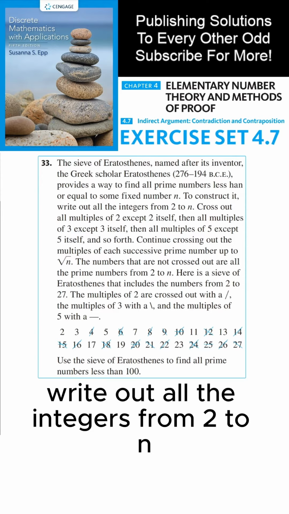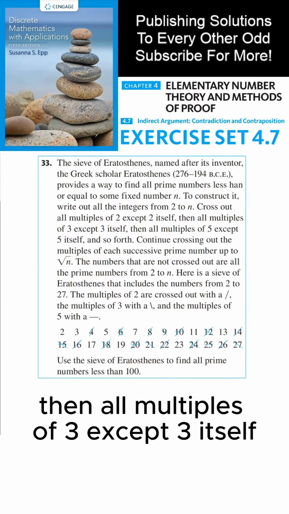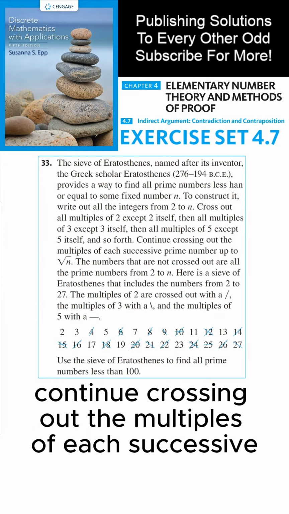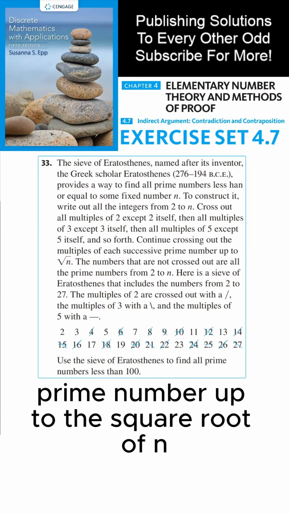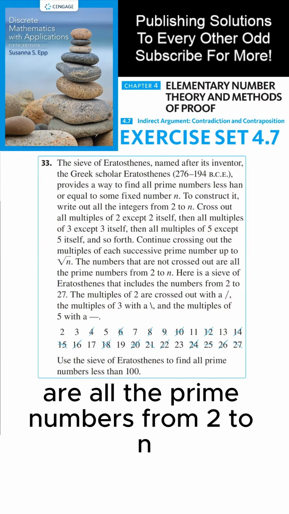To construct it, write out all the integers from 2 to n, cross out all multiples of 2 except 2 itself, then all multiples of 3 except 3 itself, then all multiples of 5 except 5 itself, and so forth. Continue crossing out the multiples of each successive prime number up to the square root of n. The numbers that are not crossed out are all the prime numbers from 2 to n.